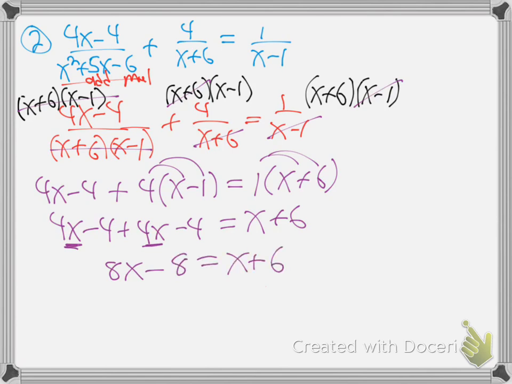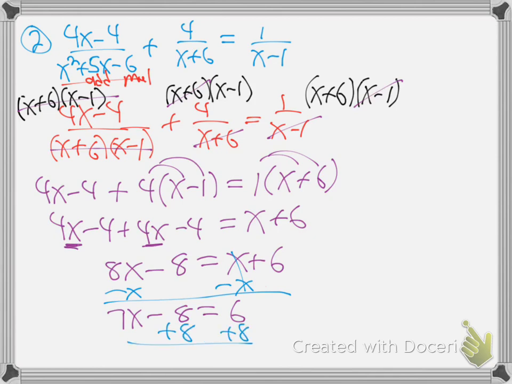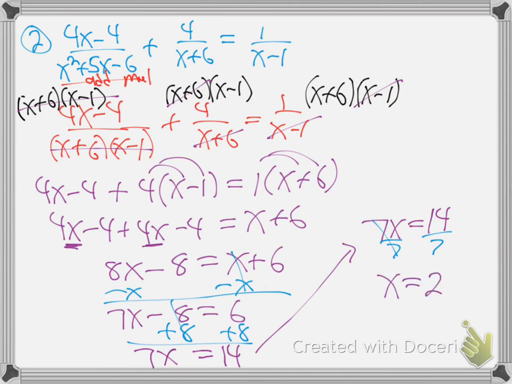All right, how do we get x alone? We subtract x from both sides. So that gives me 7x minus 8 is 6. And then add 8 to both sides. 7x is 14. Last step, divide by 7. X is 2. So there's the answer to number 2.